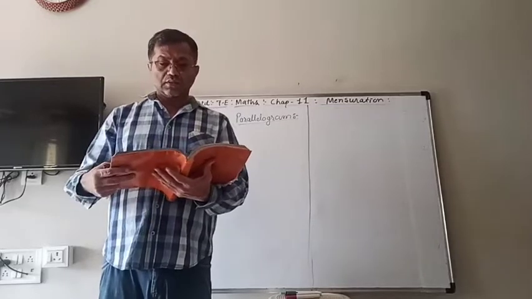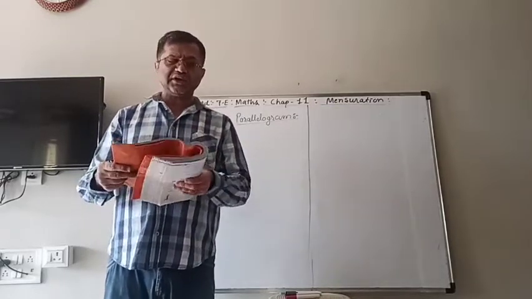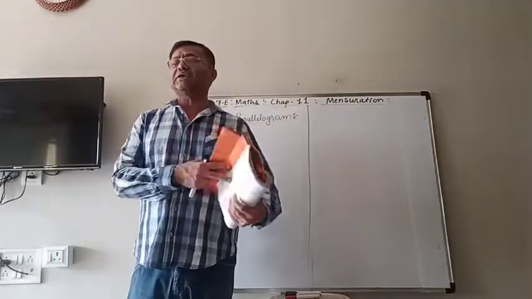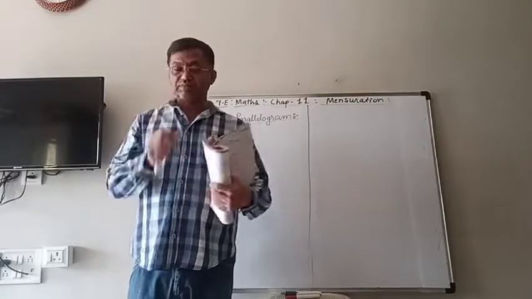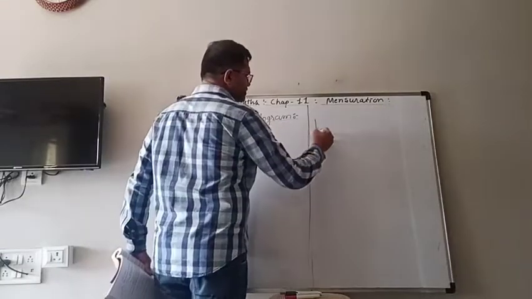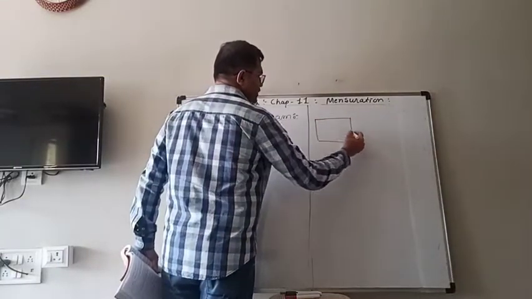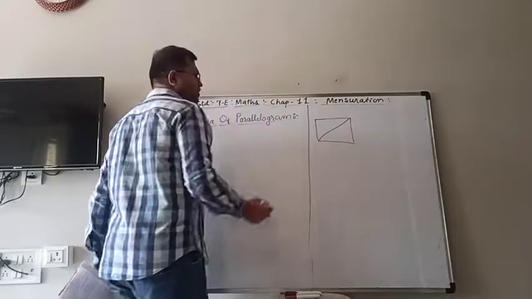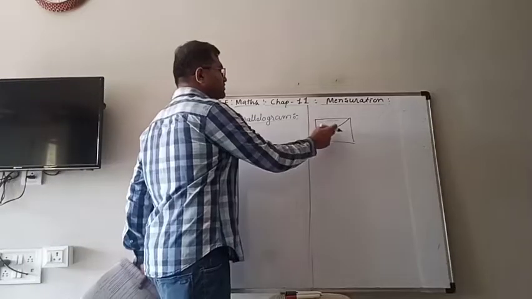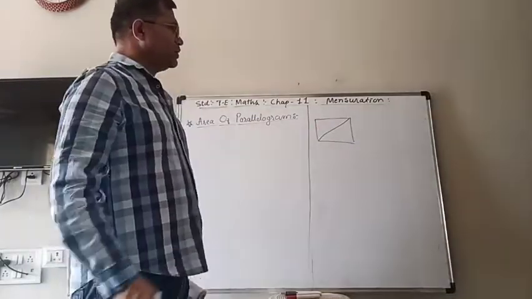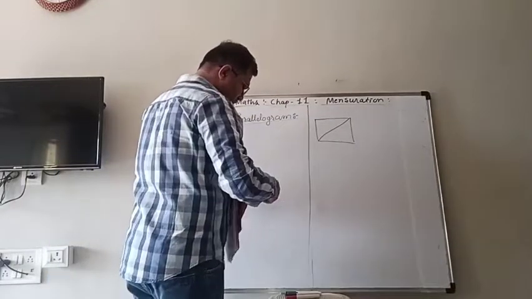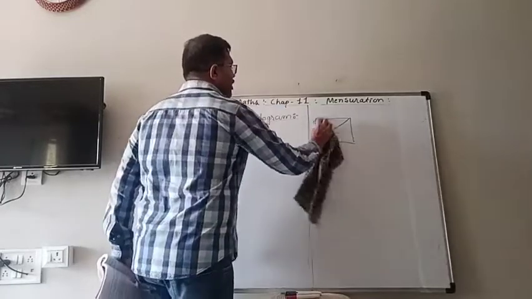Now, here after the exercise we finished, there is given that the triangles as part of rectangles. So it shows that in a rectangle, if we join the opposite vertices, what do we get? We get two triangles. So if we want to get the area of the triangle, then it will be half the area of the rectangle.